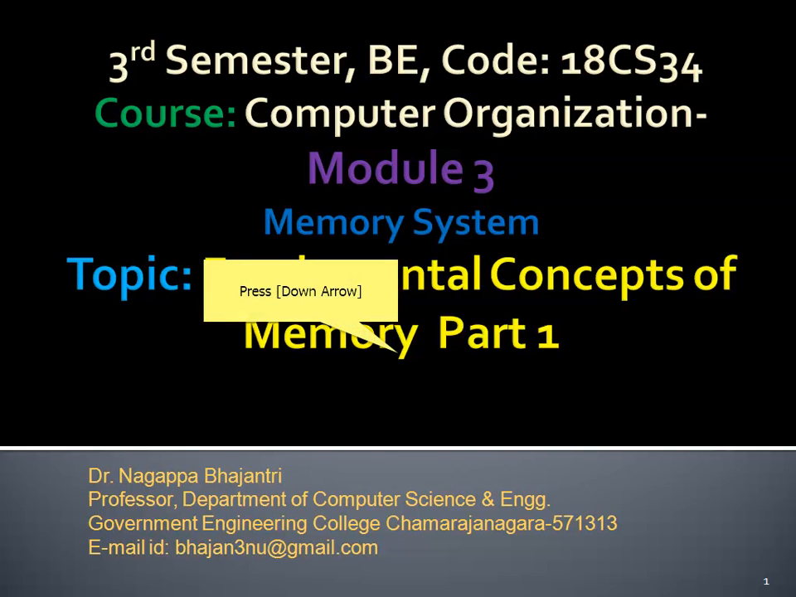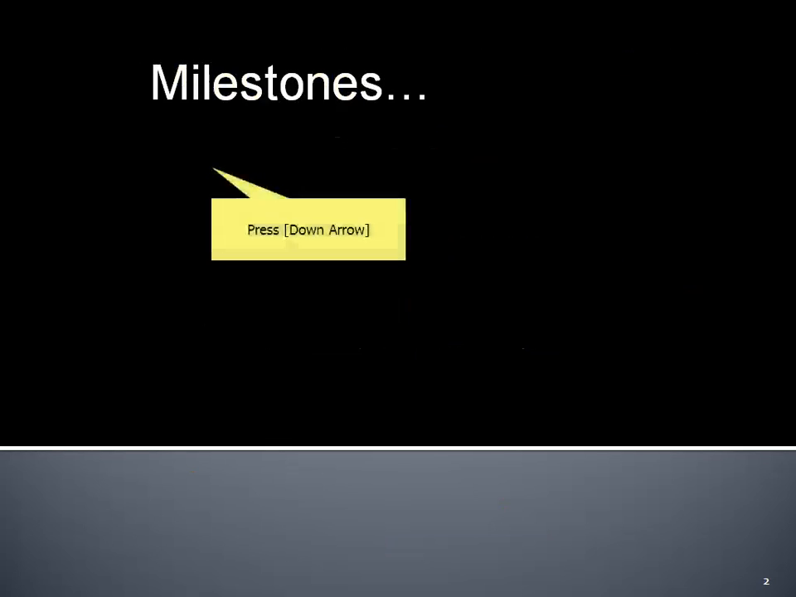This session is going to discuss the fundamental aspects of the memory. It is part one of the memory model, the model 3 of computer organization. So the milestones are as follows. Fundamental aspects of the memory will be discussed, and other aspects will be looked at after this.